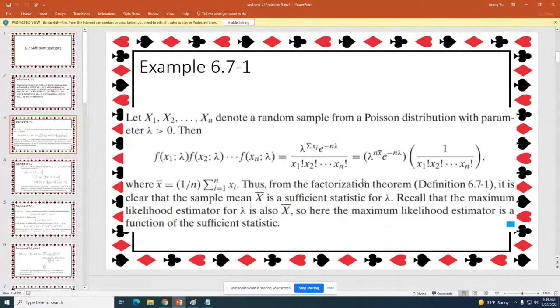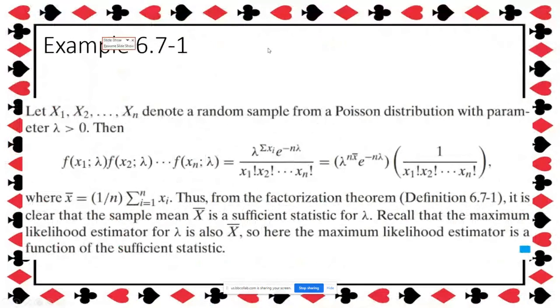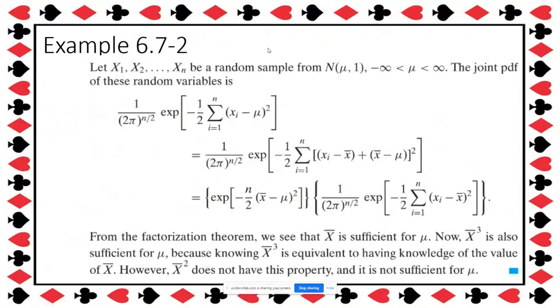Any questions so far? No. So we're just defining it. This is true factoring of the likelihood function. Now we look at the second example.